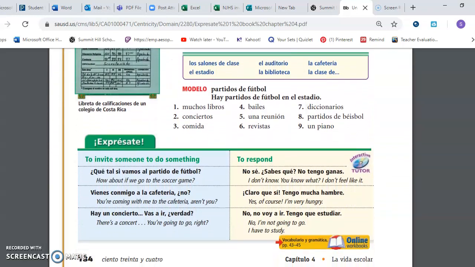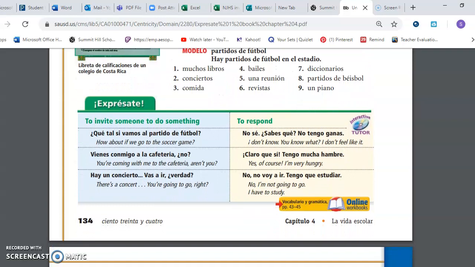And here's the exprésate box number 2, to invite someone to do something. Número 1. Repeat after me. ¿Qué tal si vamos al partido de fútbol? One more time. ¿Qué tal si vamos al partido de fútbol? Sorry about mi perro. He's going crazy now. All right. So how about if we go to the soccer game? You could say, yes, let's go to the soccer game. Sí, vamos al partido de fútbol.